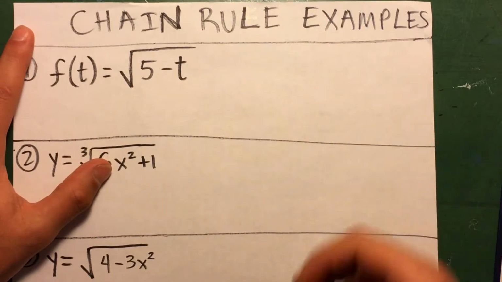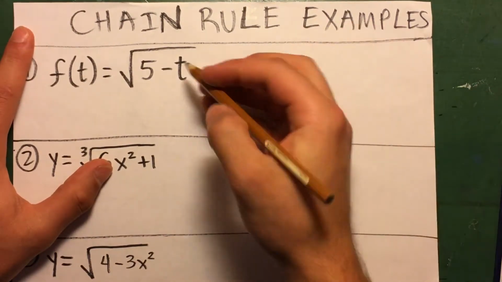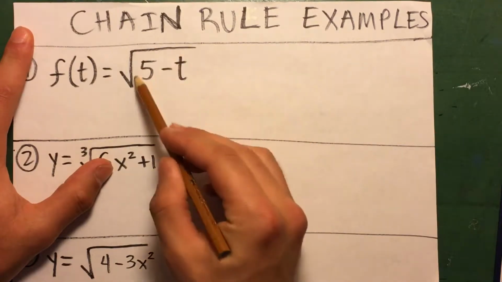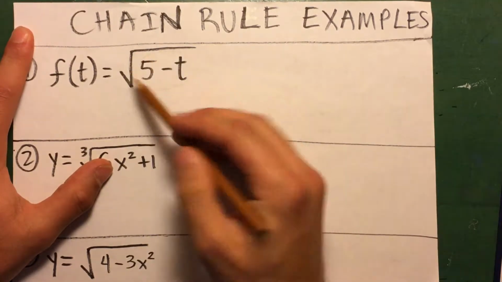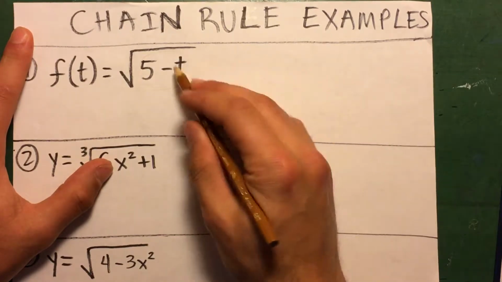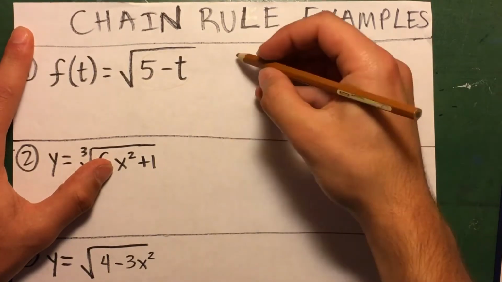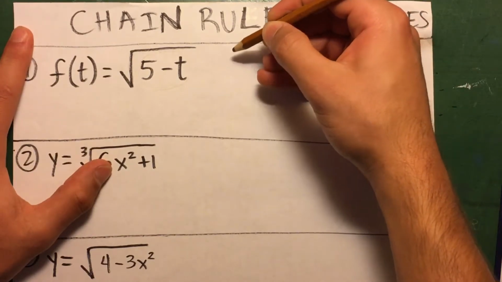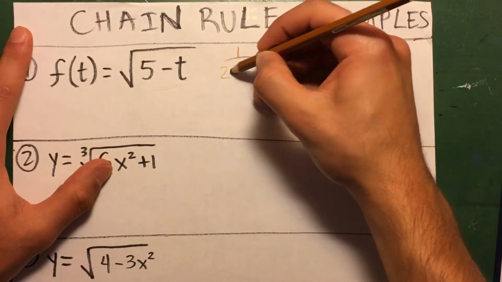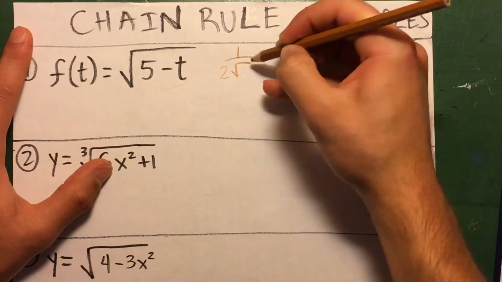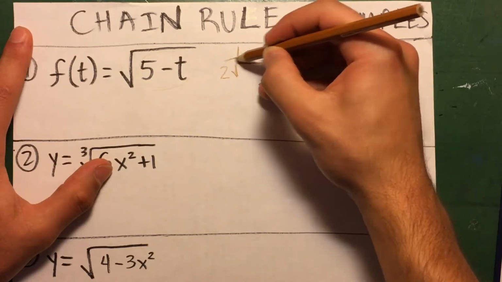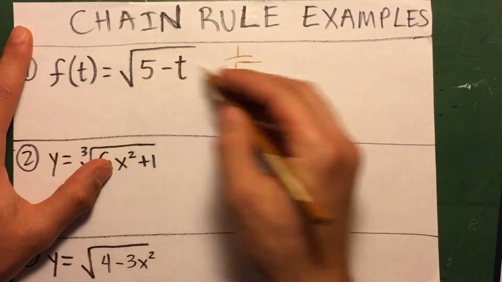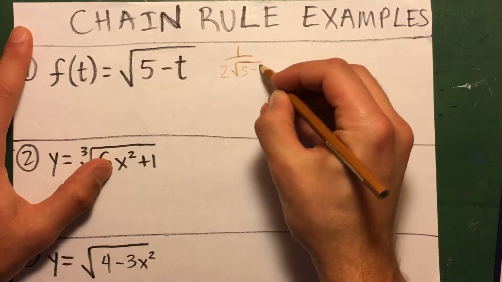So we're going to begin with the outside and find the derivative of that. The outside function in this case is the square root, and then the inside is 5 minus t. So the outside, what's the derivative of the square root of something? The derivative of the square root of x is 1 over 2 square root of something. So that's the derivative of the outside. Now we put g inside that. So we have, just write it down the way it is, 5 minus t.